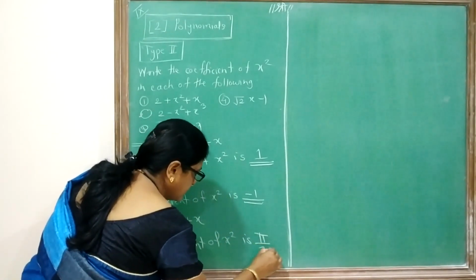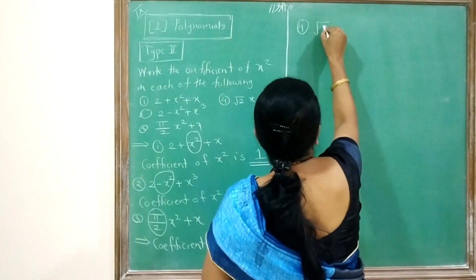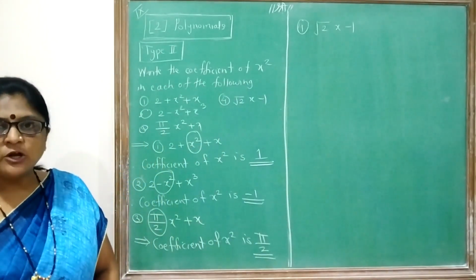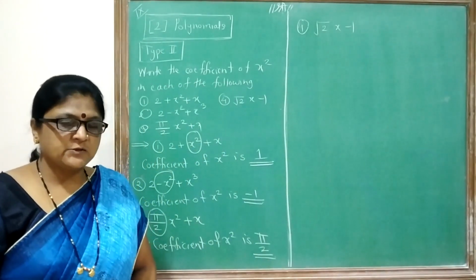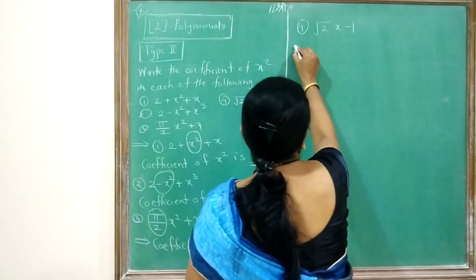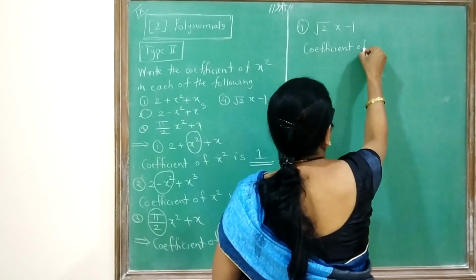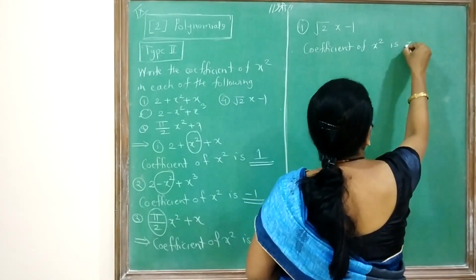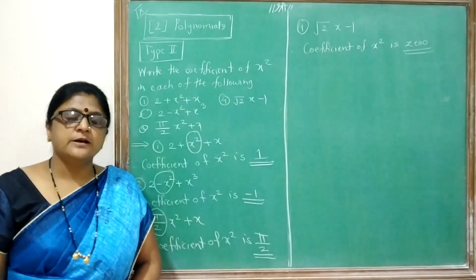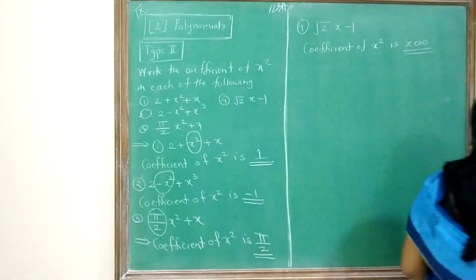Pi by 2. And your fourth example is root 2x minus 1. In the fourth example, x square is not present, then its coefficient is 0. Then you will write here: coefficient of x square is 0, because here x square is not present. Now we will see the next topic, that is type number 3.